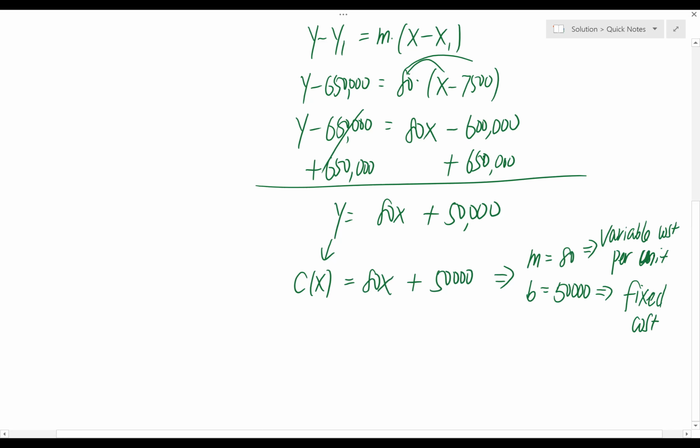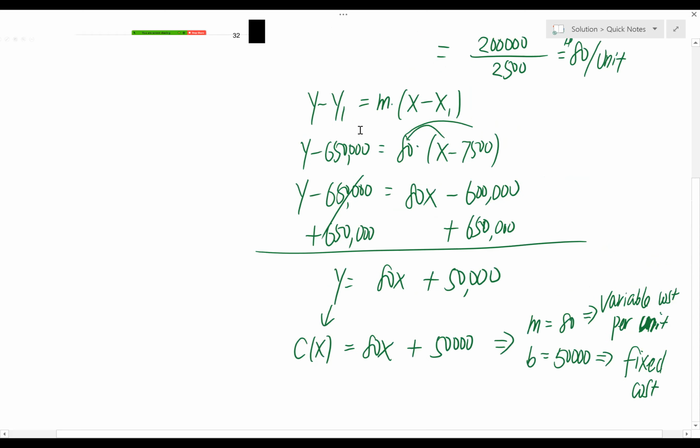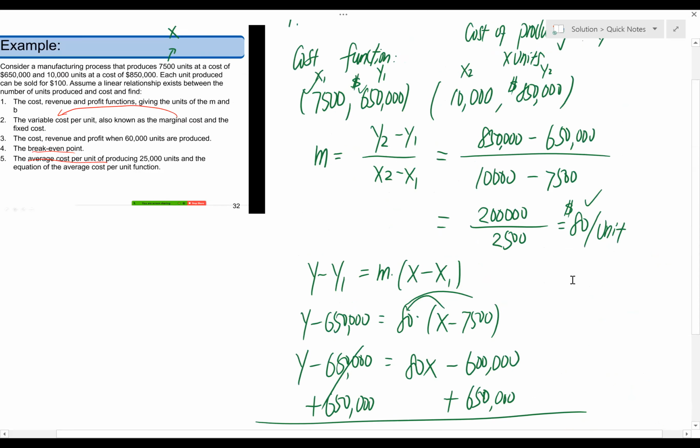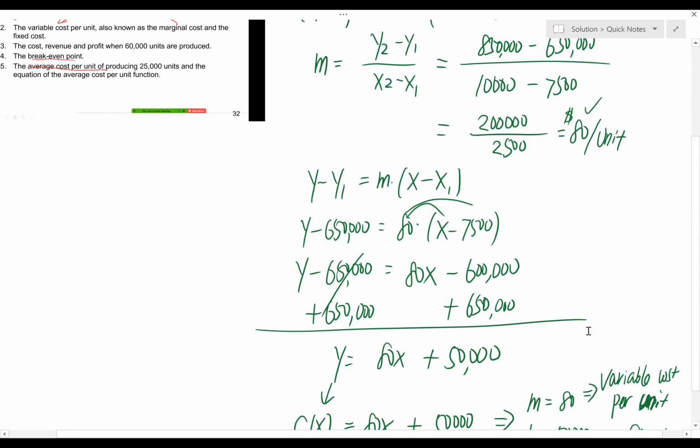So understanding the meaning behind each of these actually helps a lot. You know how this linear function was applied here, and it also provides a better understanding of this particular situation. So this is the first step. We find the cost function.